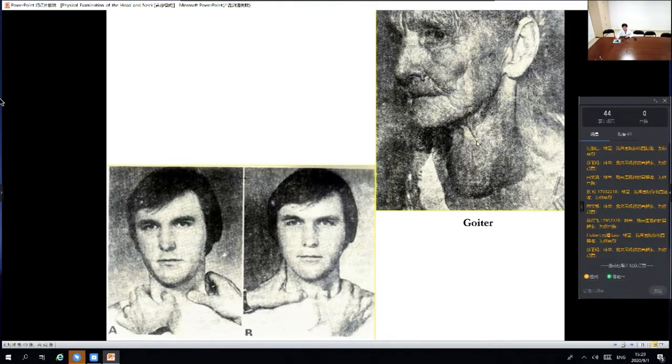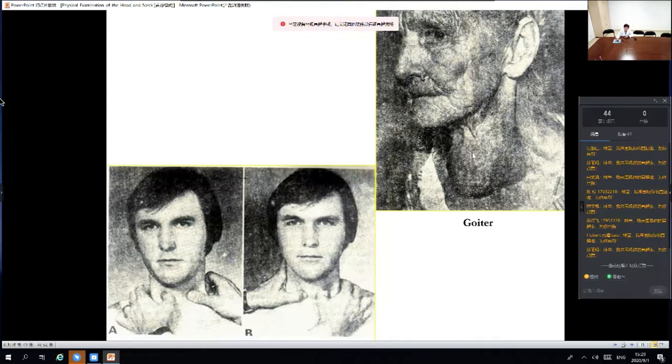Here is very large. Just from the first glance, you can see this is an enlarged mass in front of the neck of the patient. And this is a typical goiter. The patient may have hypothyroidism due to lack of iodine, and then the patient suffers from hypothyroidism. In Chinese, we call it 地方性甲状腺肿.